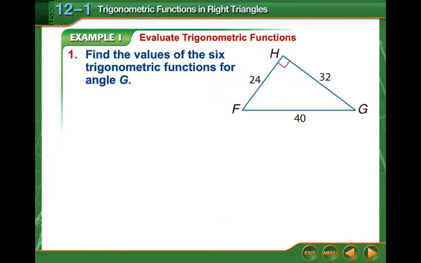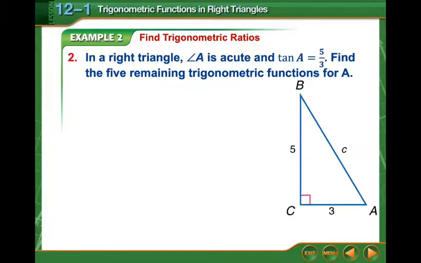So let's take a look at our next one. So same idea here. This time, though, we're missing what our hypotenuse is, but we do know what the other two sides of our triangle are. So what we want to do, we could go ahead and find those using Pythagorean theorem.